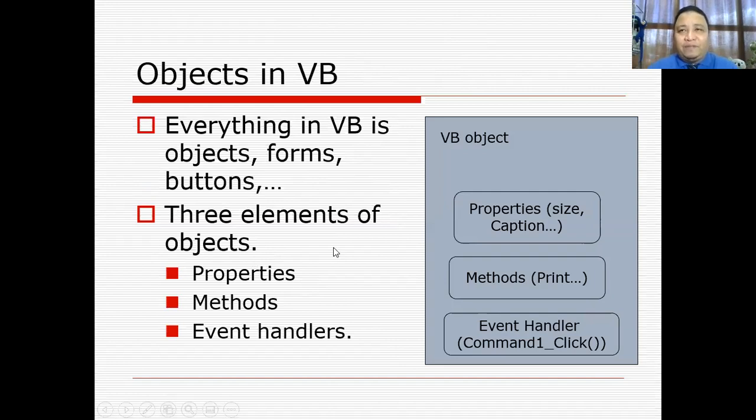There are three elements of objects. One is properties, another is methods, and the last is event handlers. Examples of properties are size and caption. The method could be print, and the event handler is either a command click or a button click.